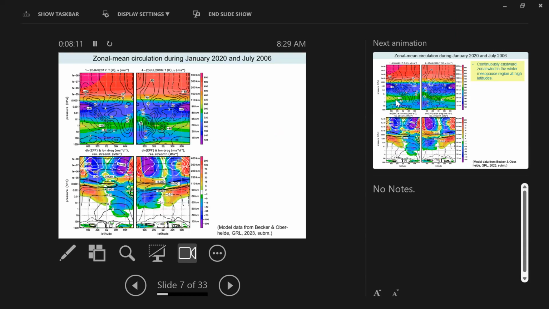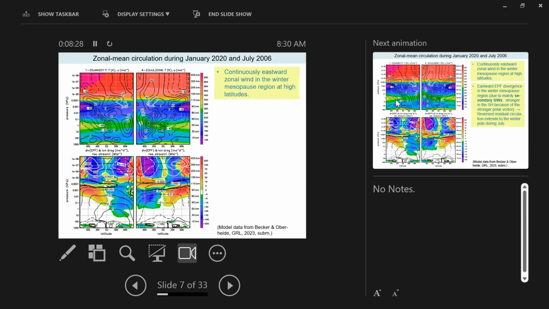This is now the zonal mean circulation from the model. And I know this figure is a little bit complicated. The left-hand side is for January, the right-hand side is for July 2020. It shows zonal wind, temperature, EP flux divergence, and residual circulation. And I will mention a few things here.